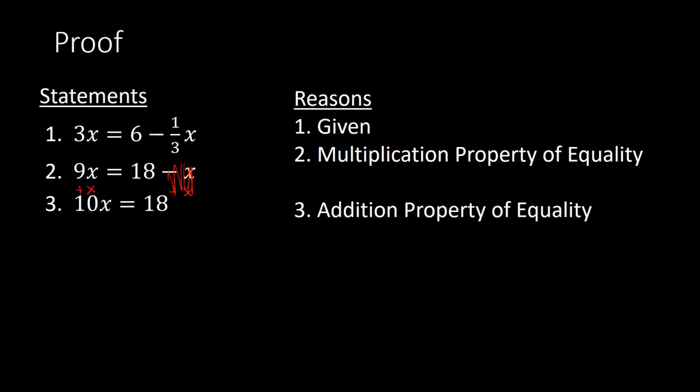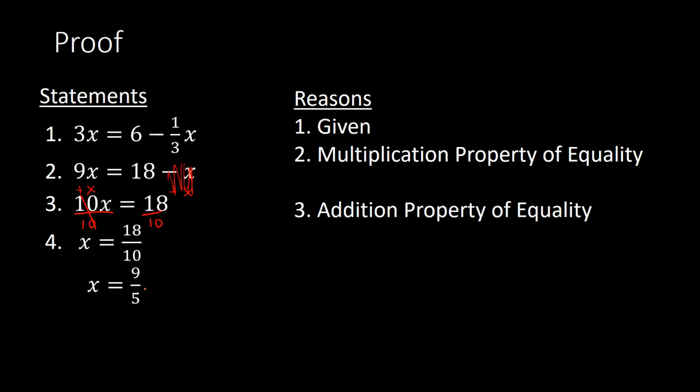And then lastly, to finish this equation, I need to get rid of the 10 by dividing both sides by 10. When I divide both sides by 10, I now have x equals 18 over 10, which can reduce to give you 9 over 5.